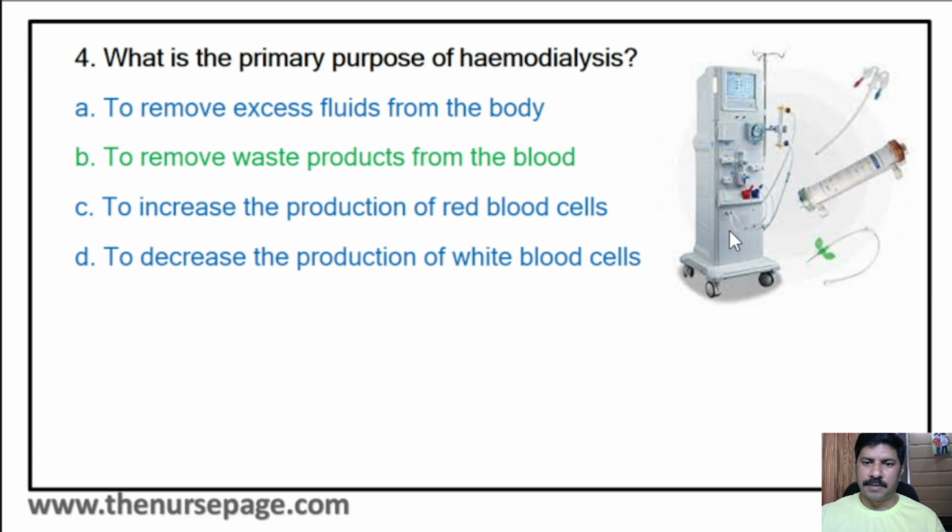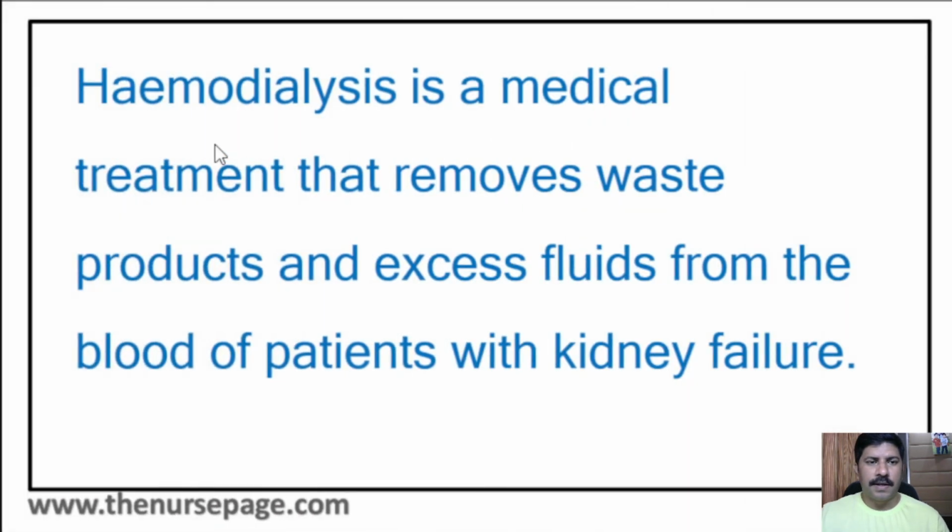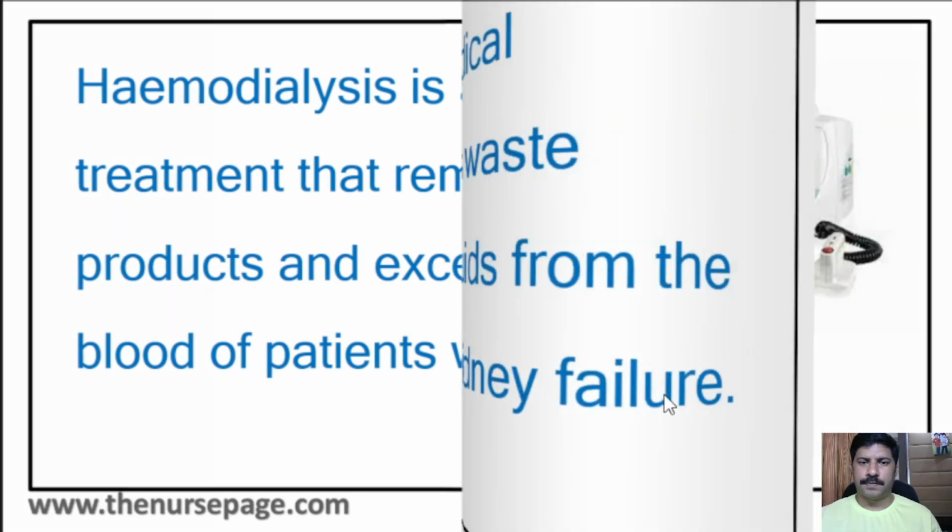They may show this hemodialysis machine and ask you to recognize it. So this is an example of a hemodialysis machine. This is the dialysate. Hemodialysis is a medical treatment that removes waste products and excess fluid from the blood of a patient with kidney failure. Usually the kidney removes waste products and excess fluid from our body. If it is not working, we need to go for hemodialysis.